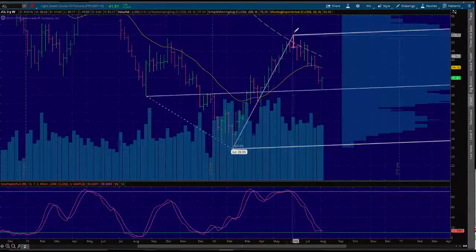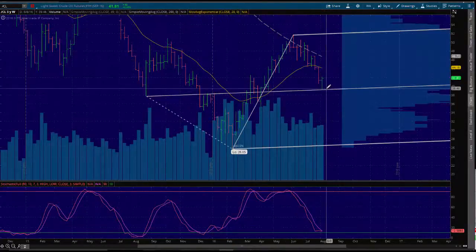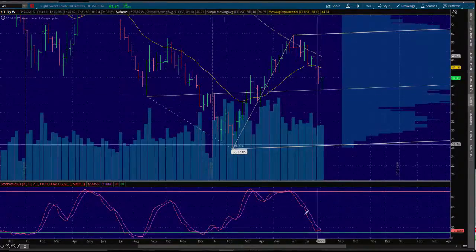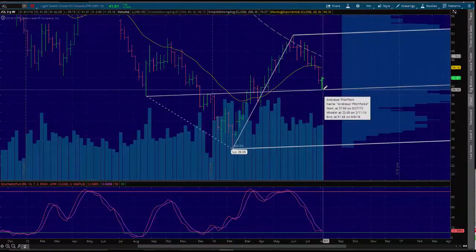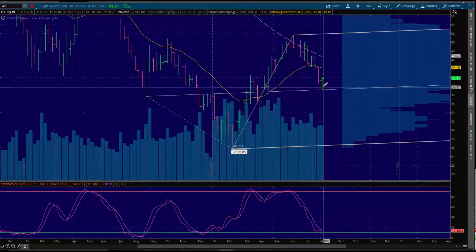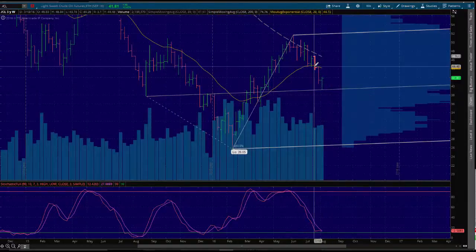And this is a simple Andrews pitchfork. And look at where it stopped. Now, unless there was something else there that made me want to reverse there, I may not have reversed, but I certainly wouldn't be going short here, right? So this is all about giving different perspectives on the market.